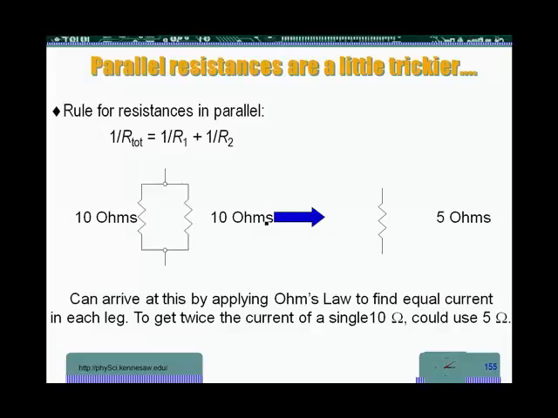Now, this is the example that I worked a little earlier. If we had 10 ohm, 1 over 10 plus 1 over 10 is 2 over 10, which is equal to 1 over 5. The inverse of that is 5 ohms. That's my equivalent resistance.